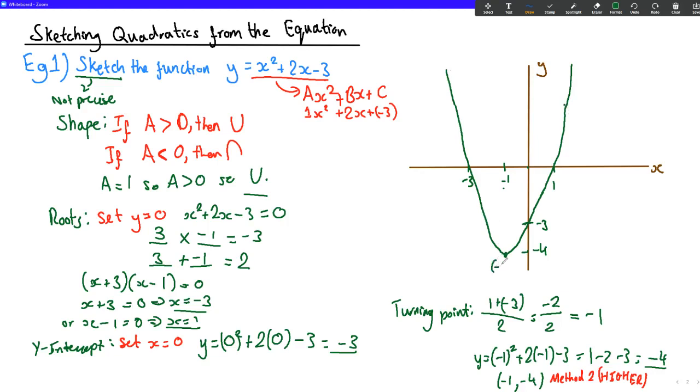And I can even label this as -1, -4. Now, I'll go back to this where it says sketch. So it says sketch, so we don't need to put in like -2 or here, put our values or whatever. We don't have to do that. We just have to put the intercept. Just give all the information. So the shape should be the same, which now we can check, and it is the same. And just to put in our roots, our y-intercept here, and our turning point.